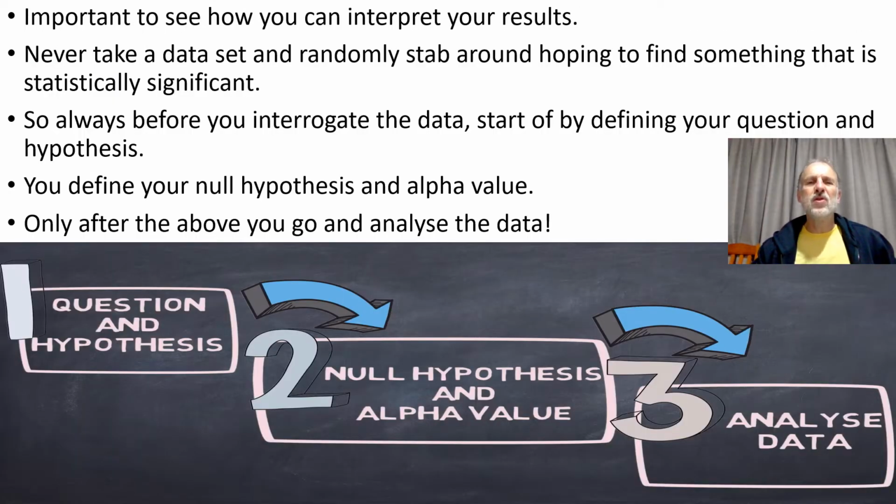It is important to see how you can interpret your results. So never take a data set and randomly step around hoping to find something that is statistically significant. Always, before you interrogate the data, start off by defining your question and your hypothesis. So you define your null hypothesis and you decide on an alpha value. And only after the above, you go and you analyze the data.